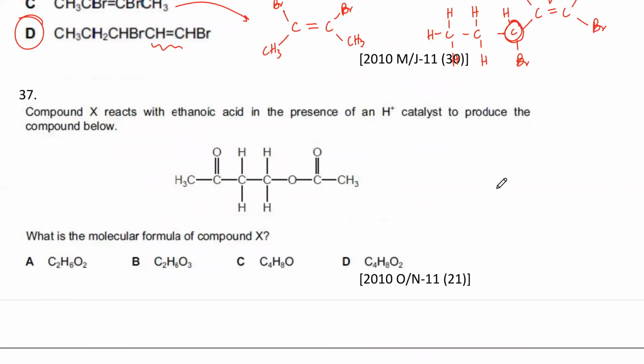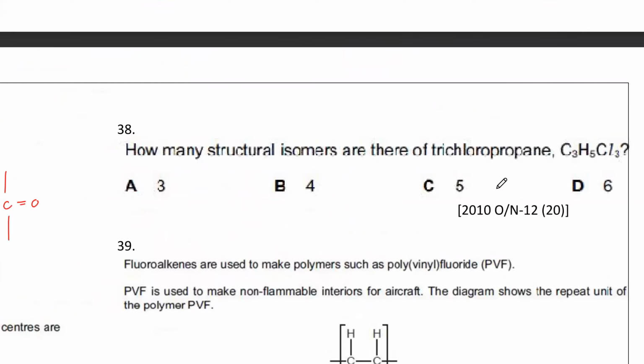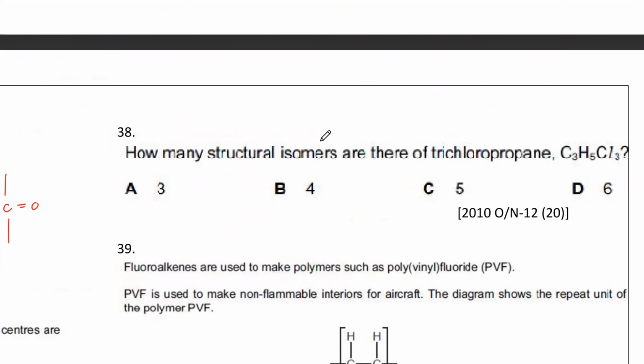What is the molecular formula? We can ignore that for now. Any other? Yeah, he's asking how many structural isomers. Only structural, no cis-trans, no optical, only structural. C3H5Cl3. So C3H5 and Cl3, right?